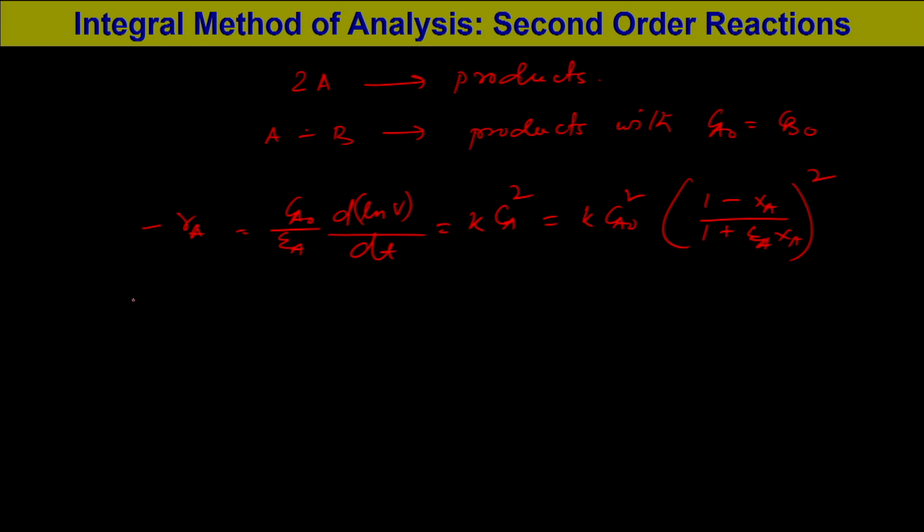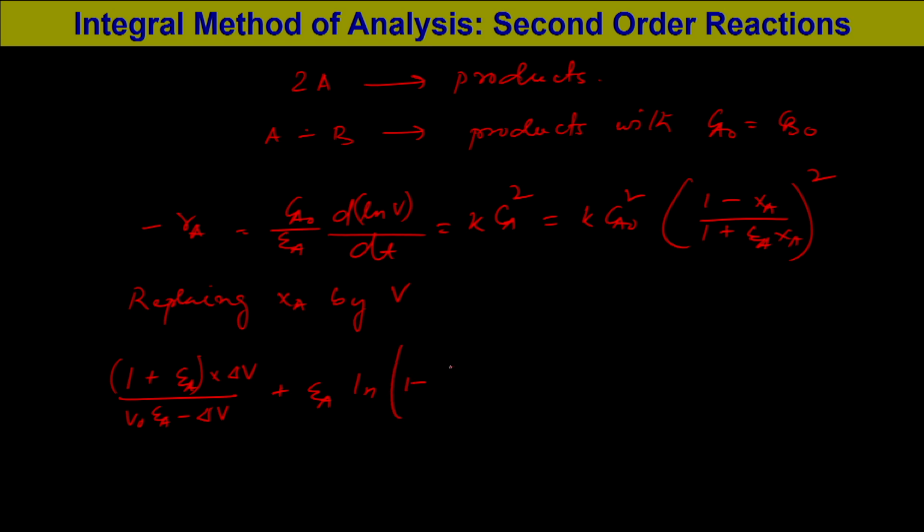Now, in a similar way like first order, replacing X_A by the V relation, after the integration with algebraic manipulations, we will get (1 plus epsilon_A) divided by (V_0 into (epsilon_A minus delta V)), this into delta V, plus epsilon_A ln(1 minus delta V by V_0 epsilon_A) equal to k C_A0 t.